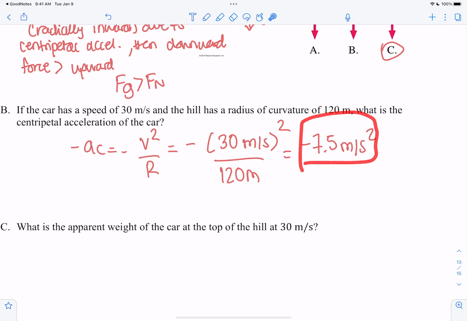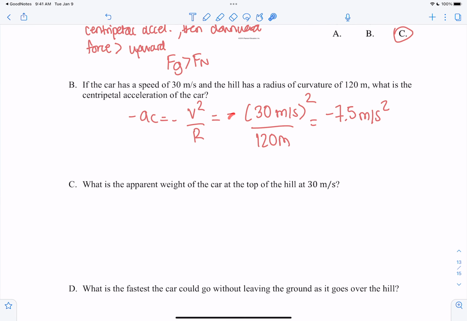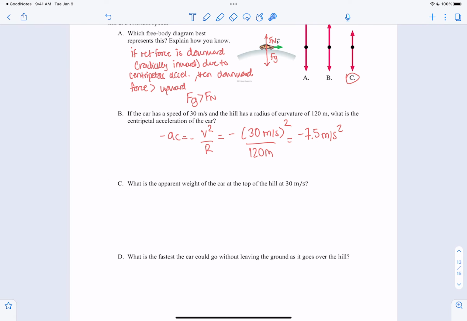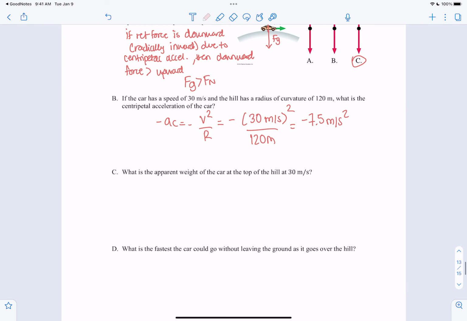So this answer has to be negative because they're not asking for magnitude. They're just asking for the centripetal acceleration. So they're wanting you to include direction in this case. This is the type of stuff that's implicit, right? If they're not asking for magnitude, it's pretty safe to assume that they're asking to include some kind of direction. But yeah, makes sense for B.